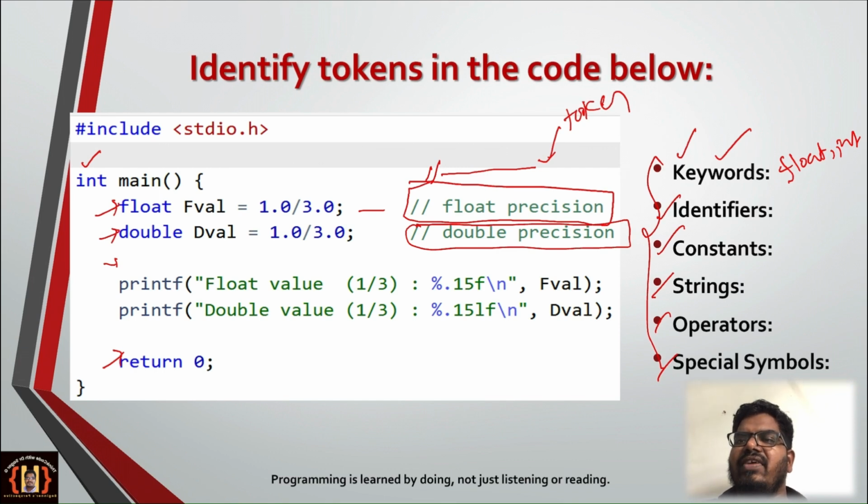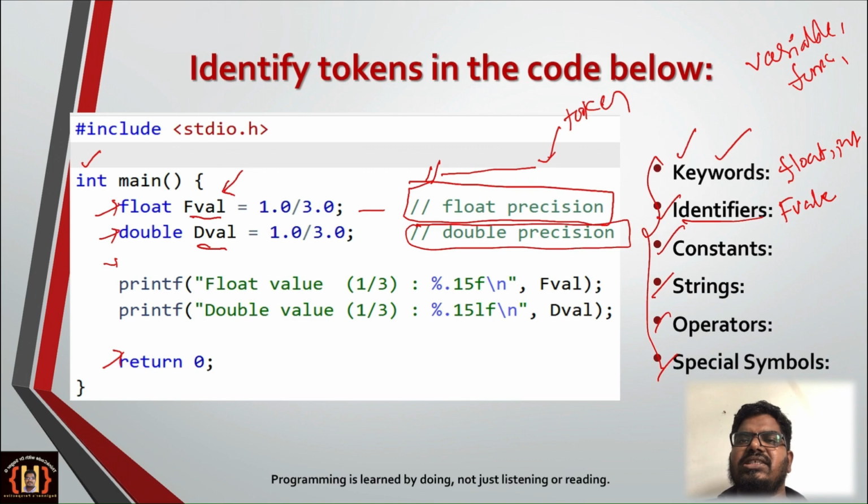What are the identifiers? Identifiers are names given to variables, function names, array names and so on. For now, understand these are the variables. F value is the name of a variable, and this variable is storing the result of 1 by 3. Similarly, there is a variable d value. F value is a variable and d value is also a variable. They are the names, basically.